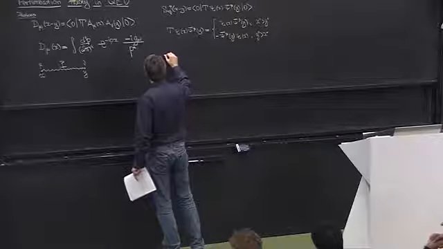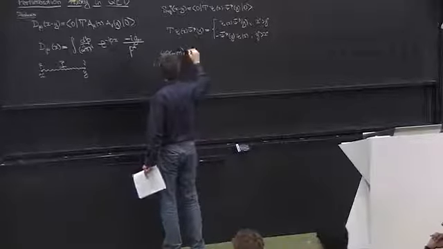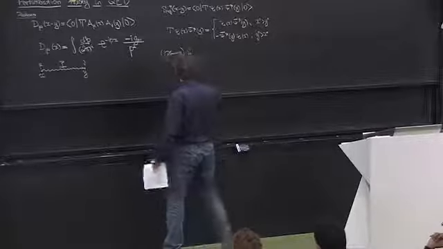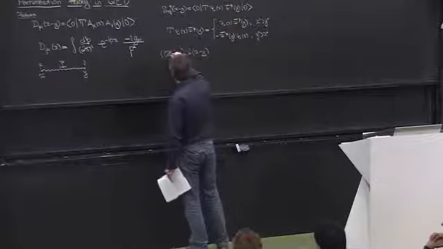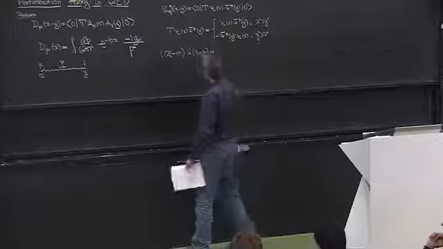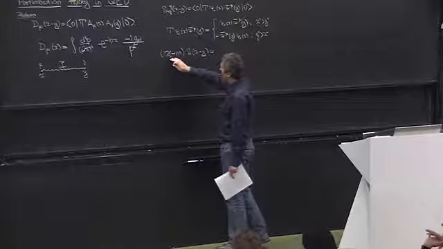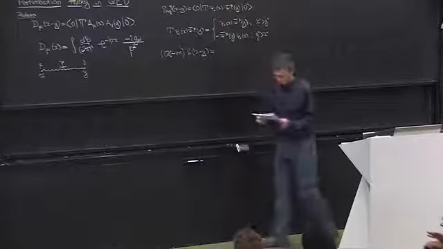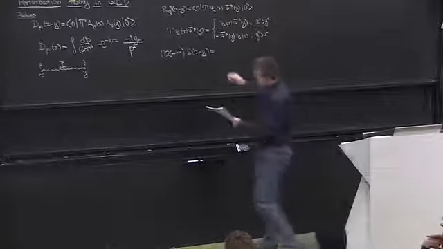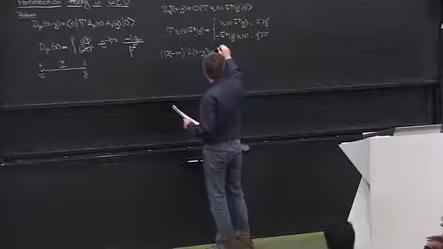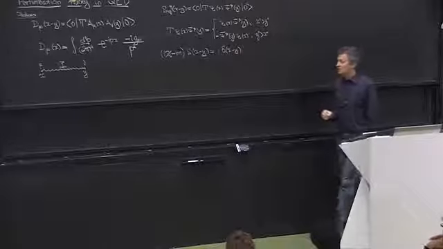So we can act by the Dirac operator on S of x minus y. Naively, this would be equal to 0, because the Dirac operator annihilates the field. But we'll pick up a Schwinger term. So let me omit the calculation. The result is that on the right-hand side, we will get the delta function.